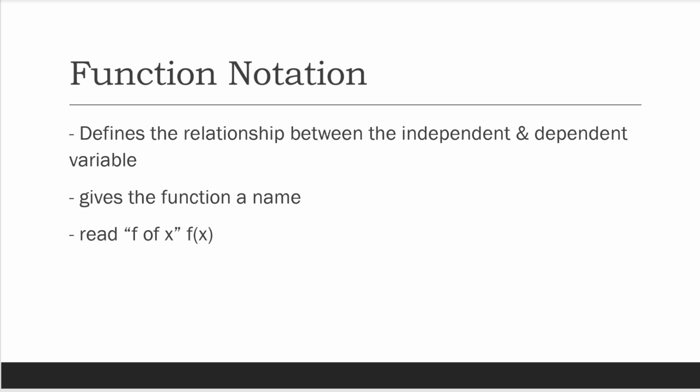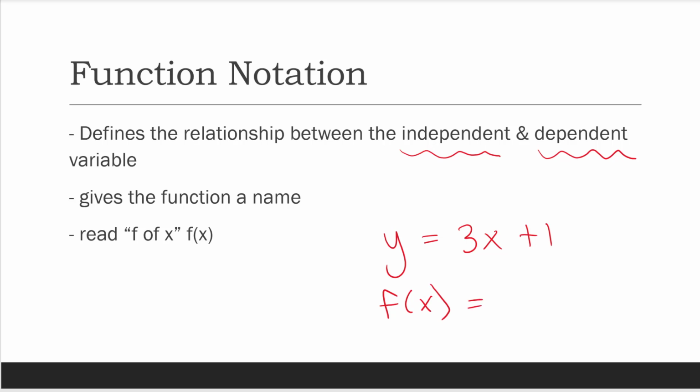Function notation is a term that we use to define relationships between our x's and y's, so our independent variables and our dependent variables. It gives the function a specific name, and it is read f of x. So instead of having y is equal to 3x plus 1, this is a line. A line, unless vertical, passes the vertical line test. So we can actually change this to be called f of x is equal to 3x plus 1, because 3x plus 1 is a function. So it's just a more specific way of defining that relationship between our x's and y's.